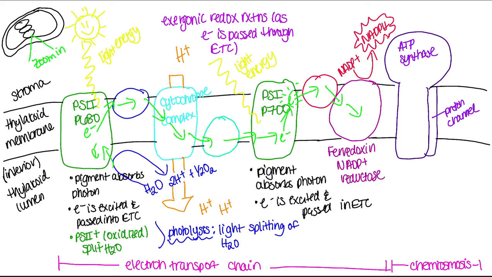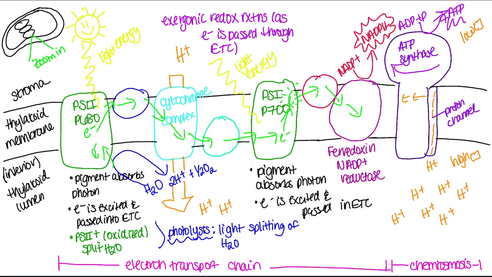And now that we have covered the electron transport chain part of this process, now we can talk about chemiosmosis. So while these electrons have been shuffled through the electron transport chain, our cytochrome complex has been busy pumping protons from the stroma into the lumen. So because of that, we have a high concentration of protons inside of the lumen and a low concentration of protons in the stroma. And you can probably guess, based on what happened in aerobic respiration, what's going to happen in this chemiosmosis process. A proton will enter the proton channel and go through ATP synthase, which will cause ATP synthase to rotate, which will cause ADP plus P to make ATP.